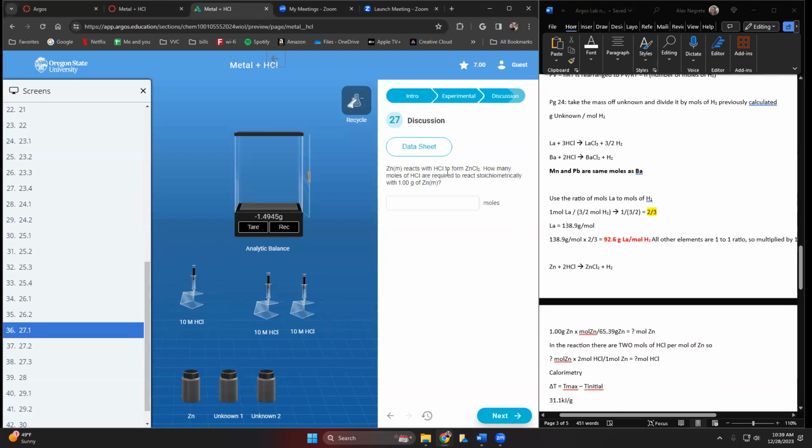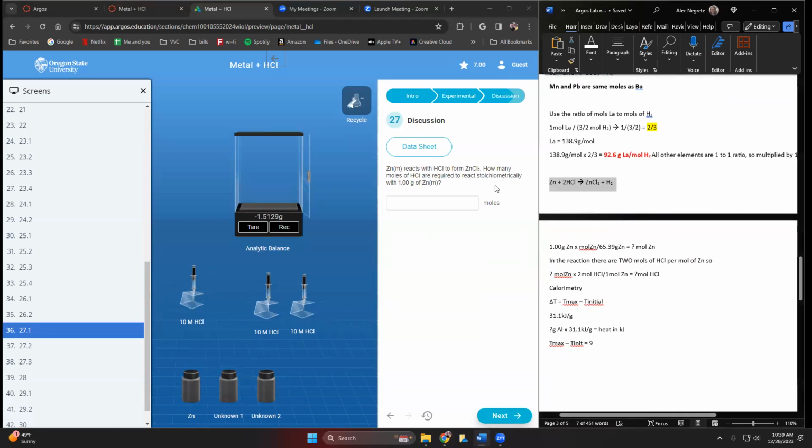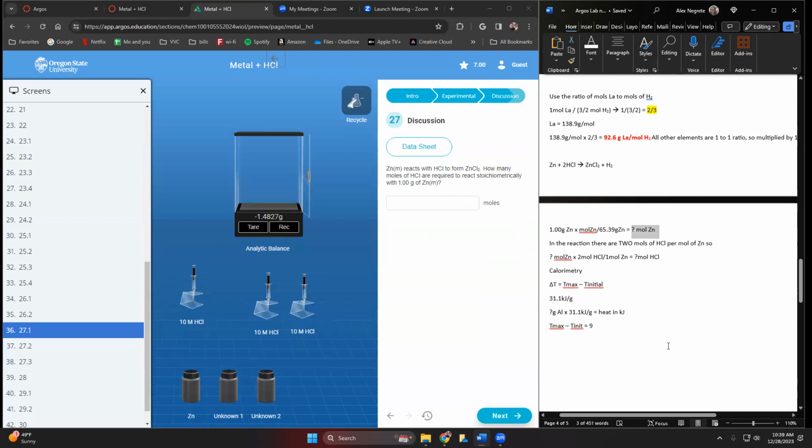So here's our reaction. Single replacement reaction: zinc plus 2 moles hydrochloric acid, we get zinc chloride plus some hydrogen gas. And you'll see a 1:1 ratio there. So it's telling us that we have 1 gram of zinc. So we do have to have a calculation where we convert moles to grams, grams to moles. If we have the grams, then you can simply calculate the number of moles by using the molar mass there.